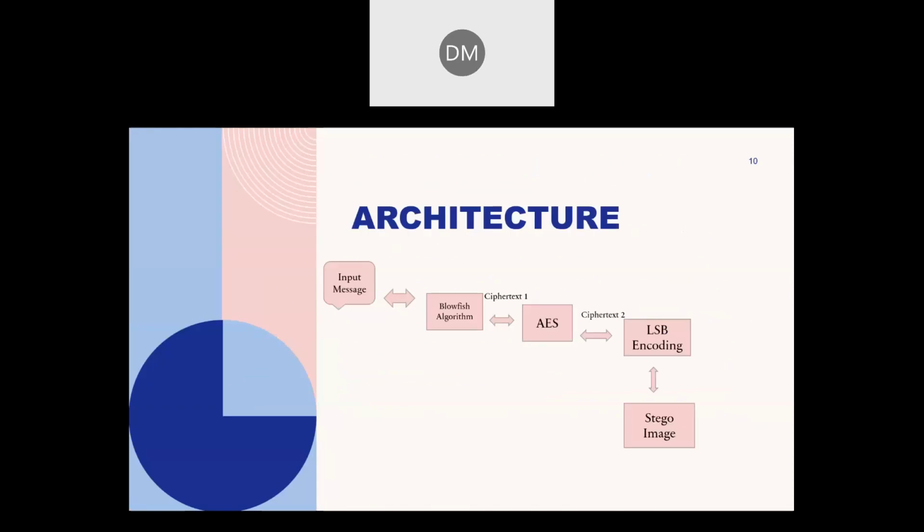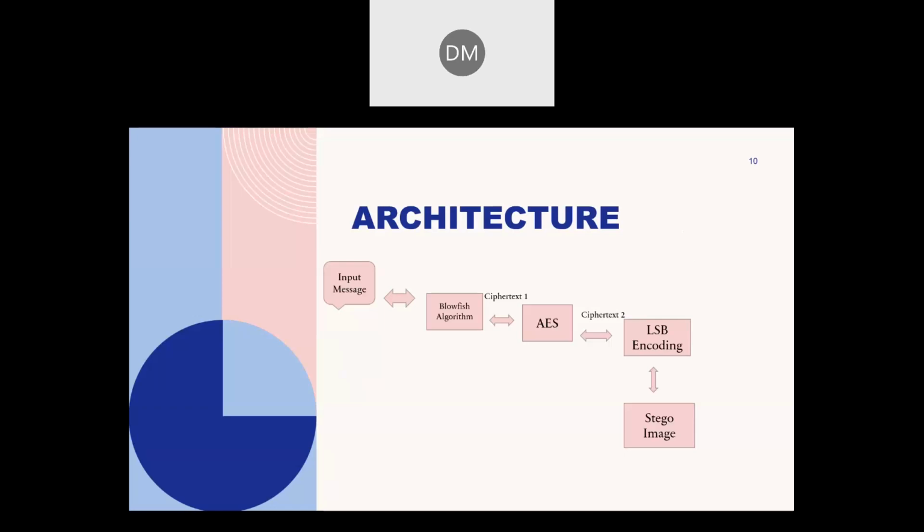This is a brief architecture of the implementation. In the diagram, the input message is fed to the Blowfish algorithm, which generates a ciphertext, and the same ciphertext is given as input to the AES algorithm, which gives us back the second ciphertext. After two levels of cryptography, we now use steganography, which is LSB encoding. The LSB encoding technique is one of the techniques in steganography.